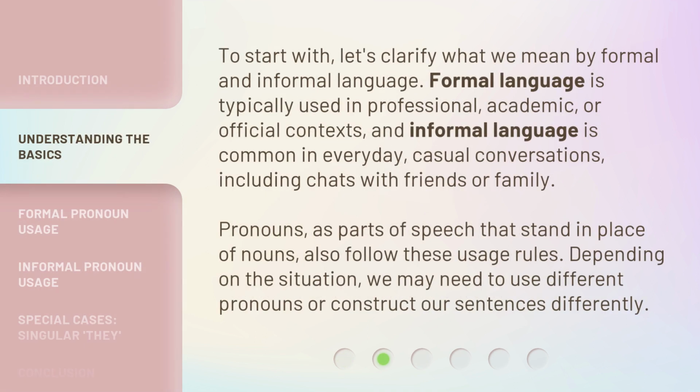To start with, let's clarify what we mean by formal and informal language. Formal language is typically used in professional, academic, or official contexts, and informal language is common in everyday, casual conversations, including chats with friends or family. Pronouns, as parts of speech that stand in place of nouns, also follow these usage rules. Depending on the situation, we may need to use different pronouns or construct our sentences differently.